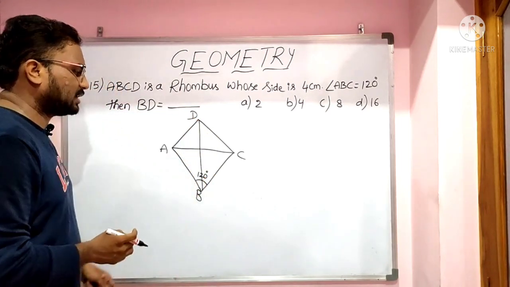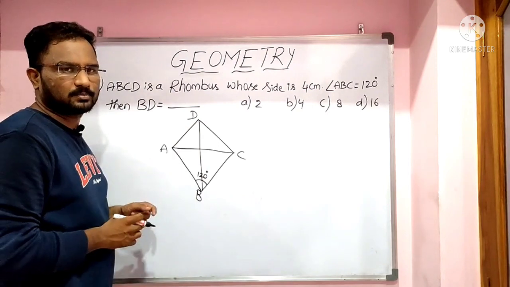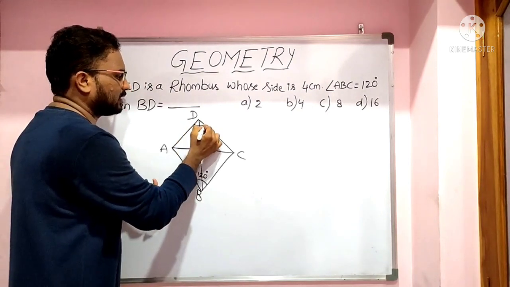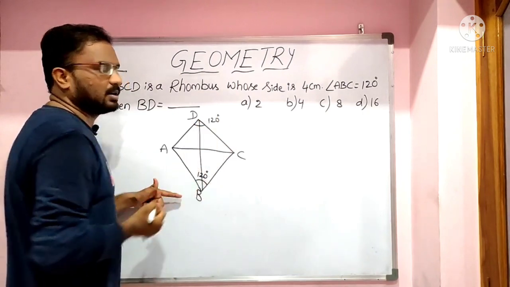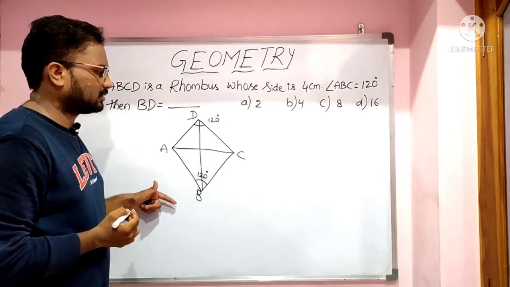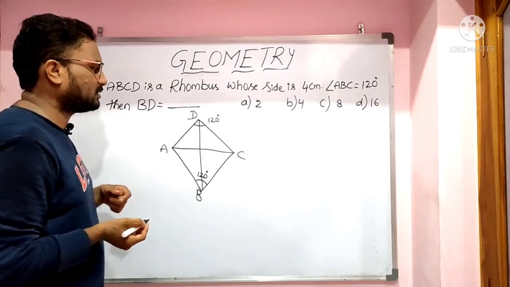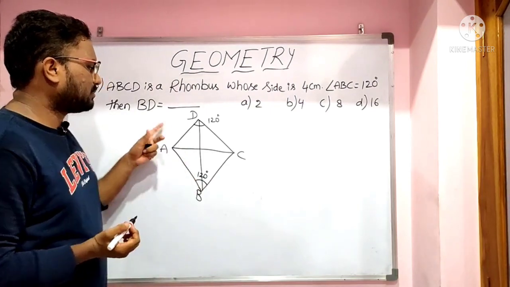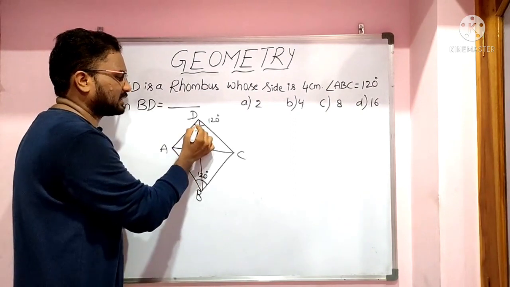So basically every rhombus is a parallelogram. So if this is 120, then this will be 120, because in a parallelogram opposite angles are equal. Every rhombus is a parallelogram, so in a rhombus also opposite angles are equal. And in a rhombus the diagonals bisect the vertex angle.